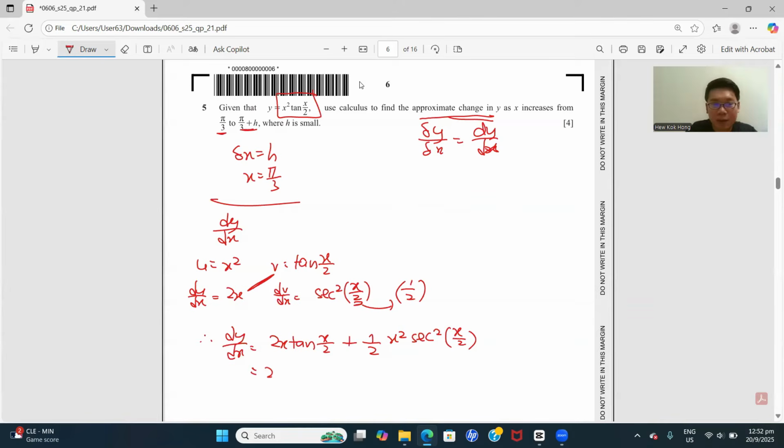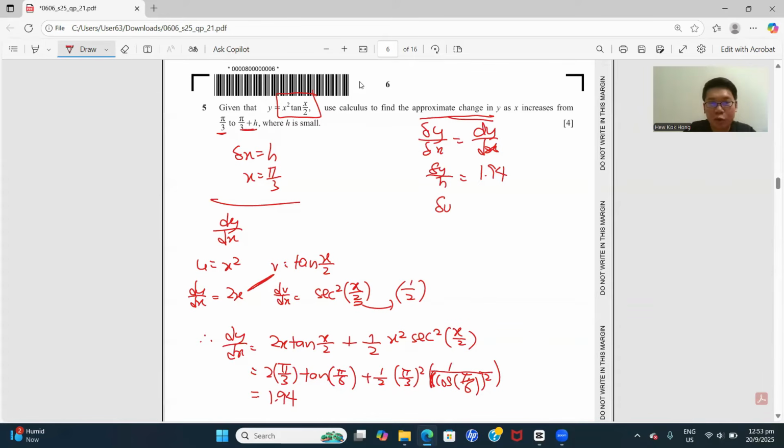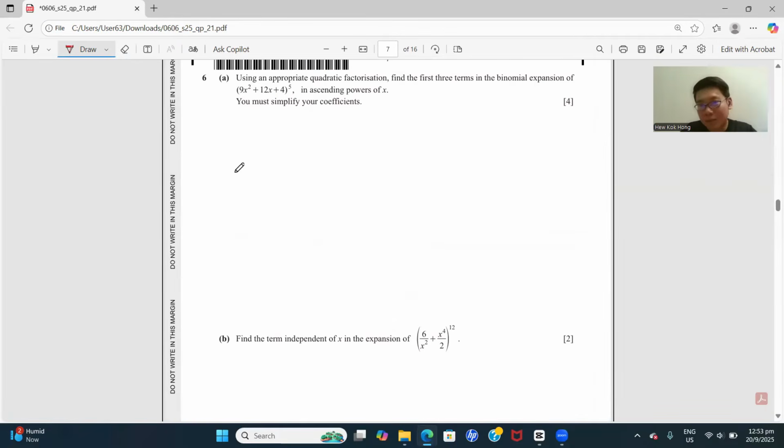And we substitute in the x value, pi over 3 over 2, which becomes pi over 6. Second, I change it back to 1 over cos squared. Then we just key it in the calculator to get the value of this, which is 1.94. Small change of x is h, so the small change of y is 1.94h. Done.